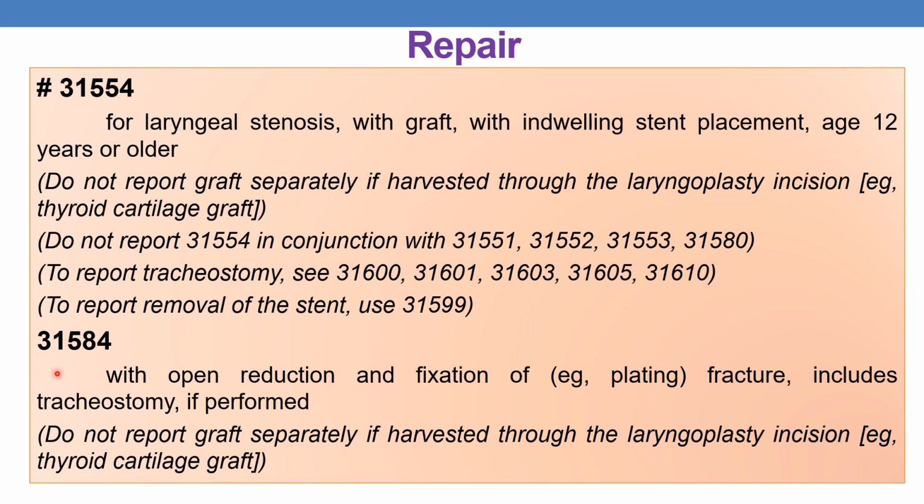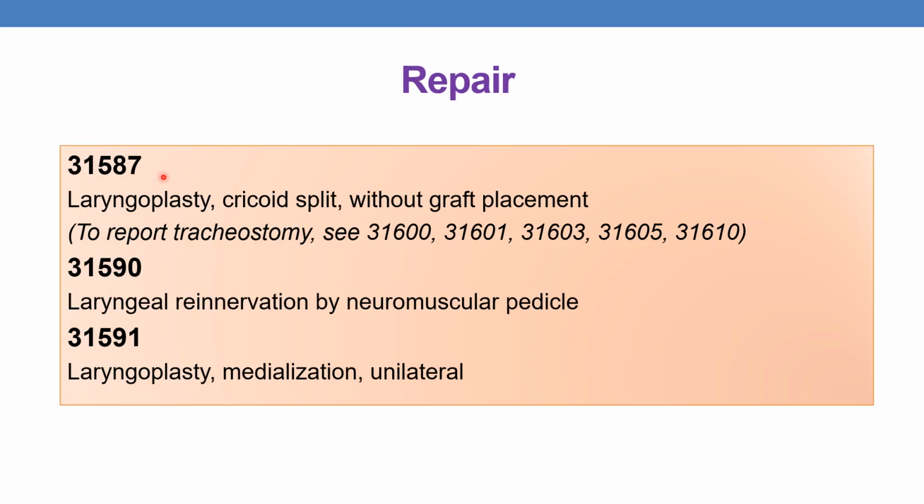The next CPT is 31580. It deals with laryngoplasty with open reduction and fixation of fracture including tracheostomy if performed. And do not report graft separately if harvested through laryngoplasty incision, for example, thyroid cartilage graft. The next CPT is 31587. It deals with laryngoplasty cricoid split without graft placement. And to report the tracheostomy, see 31600, 601, 603, 605 and 610.